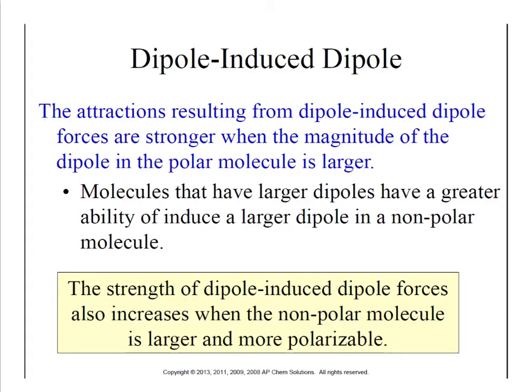So if we're comparing the strength of dipole-induced dipoles between different molecules, we would look first at the magnitude of the dipoles, so if it's got hydrogen bonding, and then also the size of the nonpolar species. If it's a larger nonpolar species, it's going to have a greater strength of dipole-induced forces.